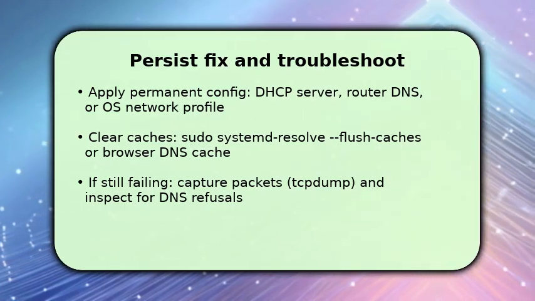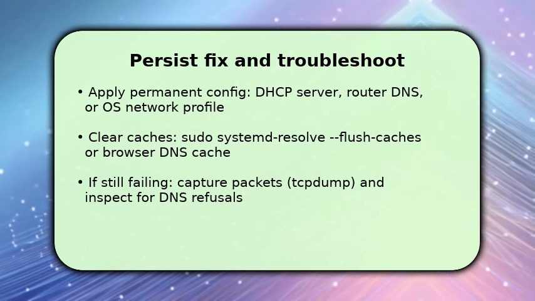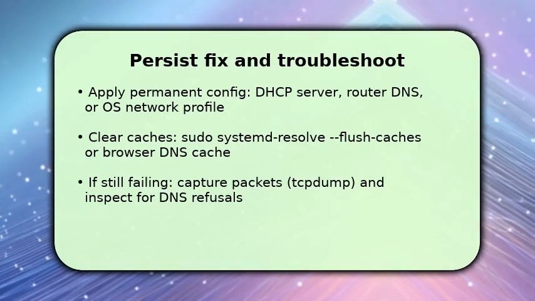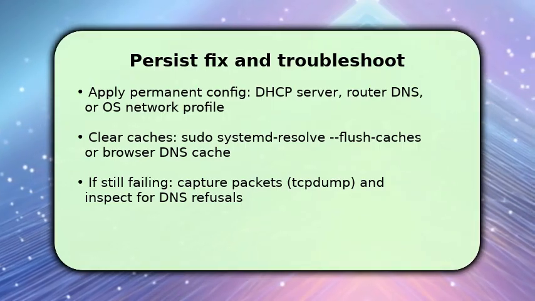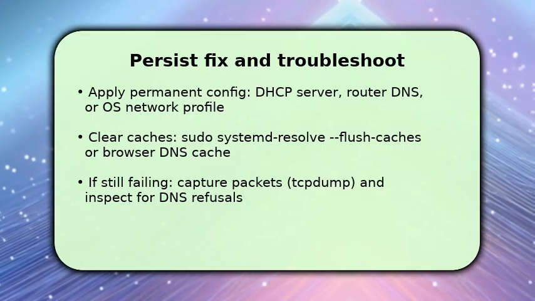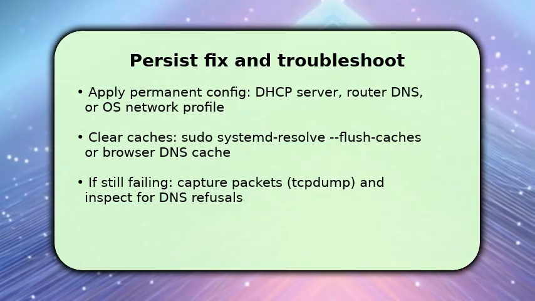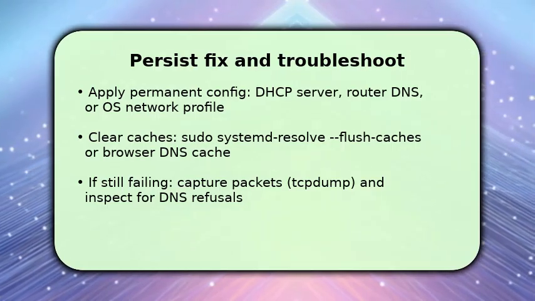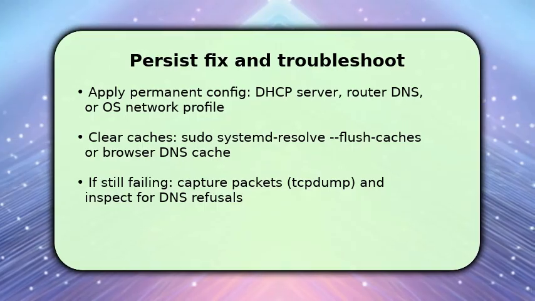If problems remain, capture DNS traffic with tcpdump to check for DNS refusals, NXDOMAIN, or truncated responses. This reveals upstream filtering, firewall blocks, or MTU issues. One troubleshooting tip: if packets are truncated, lower MTU or allow DNS over TCP.